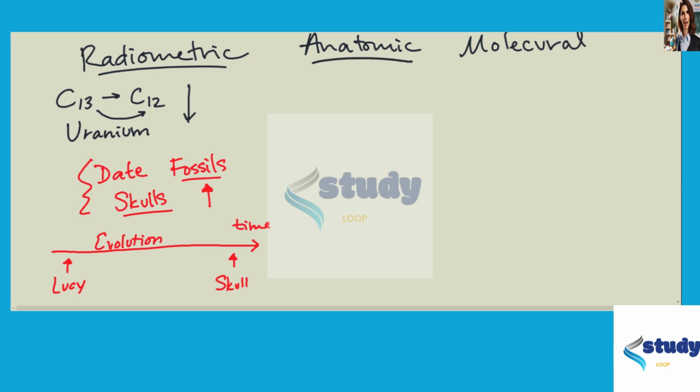For anatomic evidence for evolution, we're going to mostly look at embryology as well as homologous and vestigial structures. So starting with homologous and vestigial structures, these are going to be similar structures found between organisms. Homologous structures would be similar structures that we see in organisms that have the same function between one another, located in the same place.